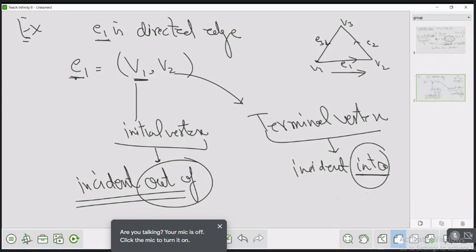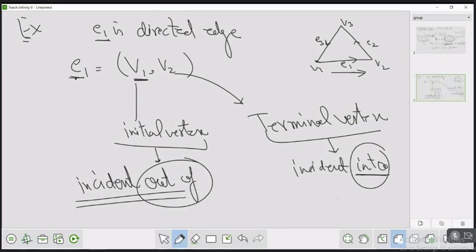Next is, basically, the first case is for the vertices, and the second case is for the edge, means that the edge will be incident out of or into. Okay, and the vertex will be the initial vertex and terminal vertex, and edge E has some direction. Got it?